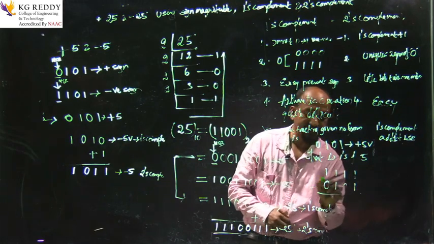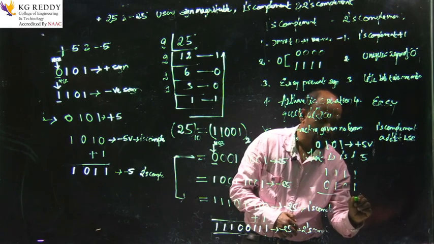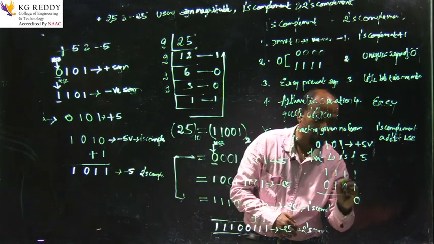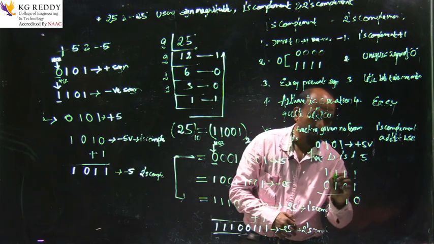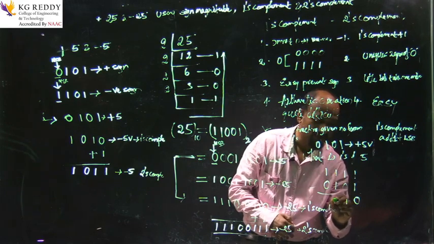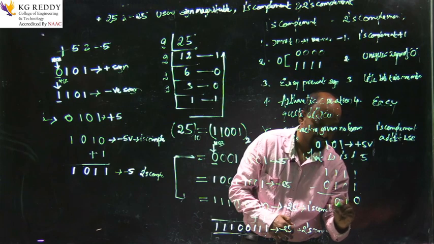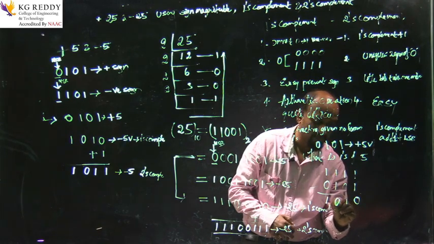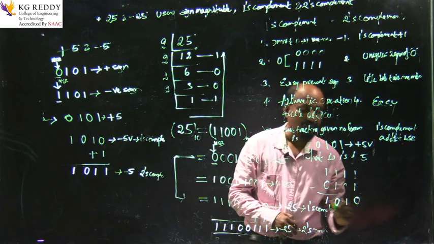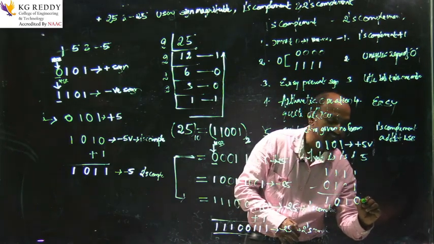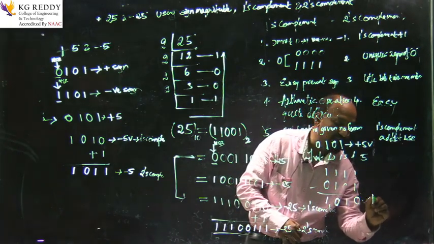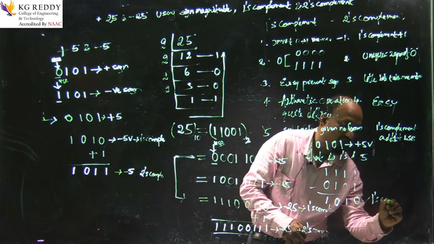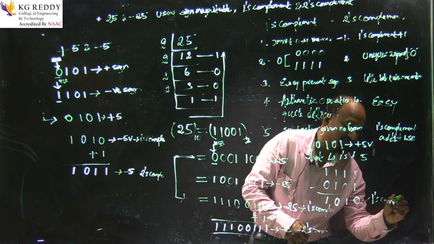Subtract: 1 minus 0, 1. 1 minus 1, 0. 1 minus 0, 1. 1 minus 1, 0. So that is 1 0 1 0. This is the 1's complement. We can call it 1's complement.